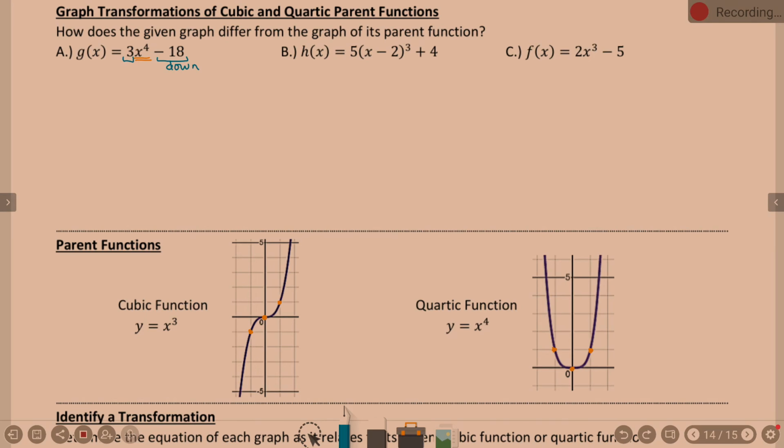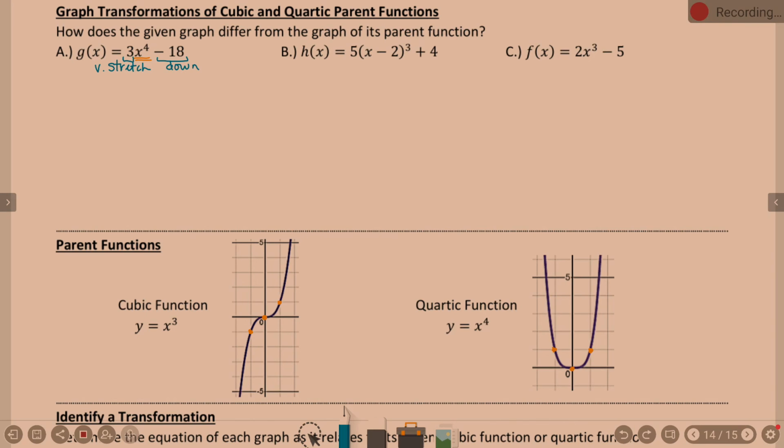Sorry. When I say shrink, compression, some of my curriculum uses the word shrink. Some of it uses the word compression. I go back and forth because I can never remember which book I'm in, and just realize they're the same. Okay. Regardless, this is a vertical stretch.